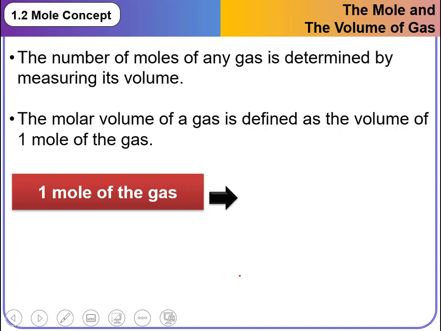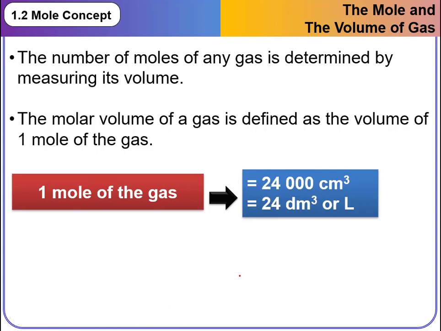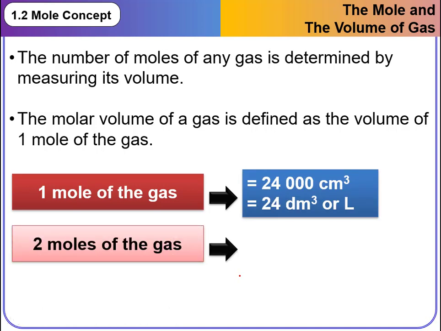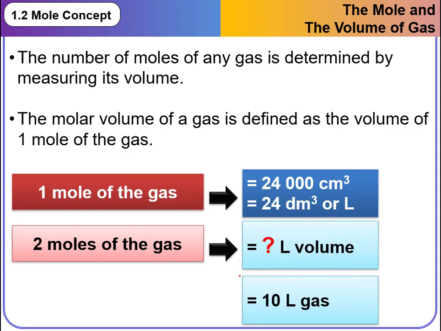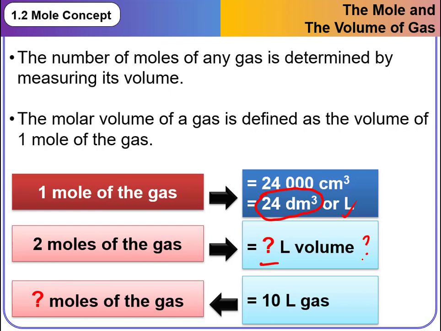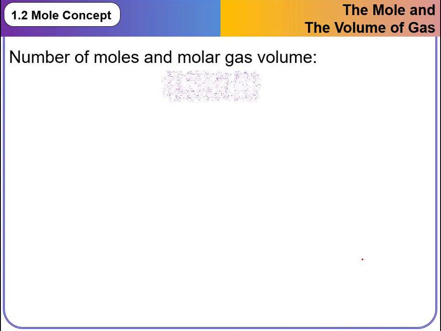How about the number of moles of any gas? It is determined by measuring its volume. The molar volume of a gas is defined as the volume of 1 mole of the gas. So 1 mole of gas contains 24 liter or 24 dm cube. If we have 2 moles of gas, it is equal to how many liter of volume? How about if we have 10 liter of gas? What is the mole of the gas?